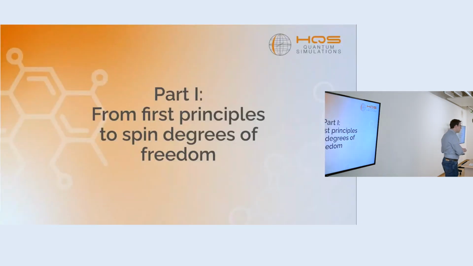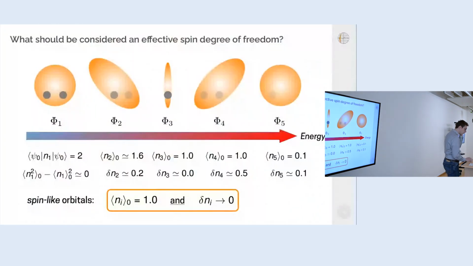I said it's two parts, because the first part of the method is to identify where the effective spin degrees of freedom in this material actually sit. And the second part is what to do once we know what these spin degrees of freedom are. But now, the first part: what are the spin degrees of freedom in the system?